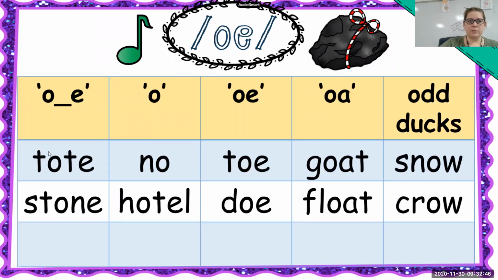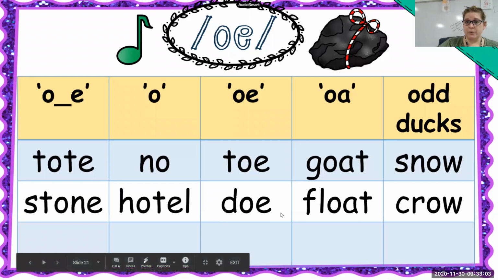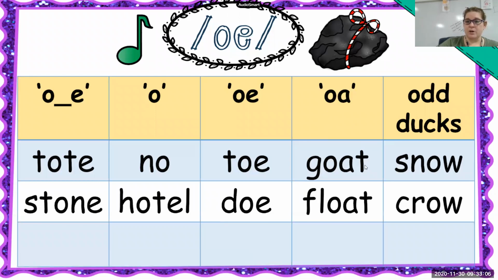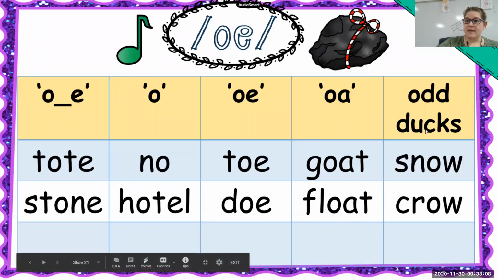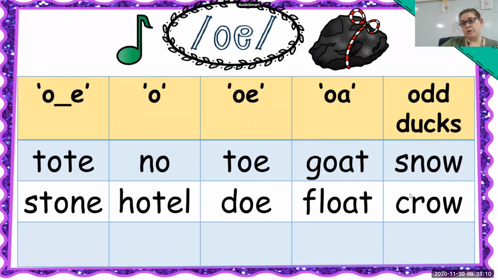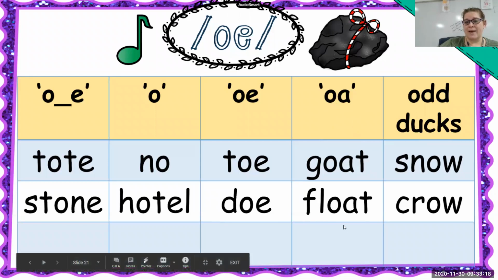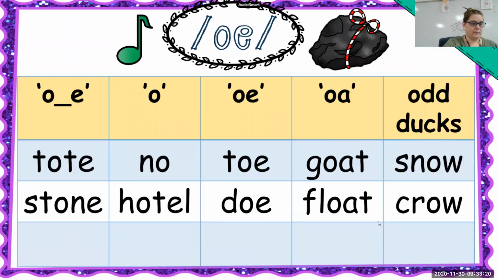So here's a list of some words. We have the word tote, O consonant E, and we have the word stone, O consonant E. The letter O in no and hotel. OE as in toe and dough. We have OA like goat and float. And then we have some odd ducks. We have snow and crow. And this is a chunk of coal, and it would go here under OAs because it's C-O-A-L, coal.